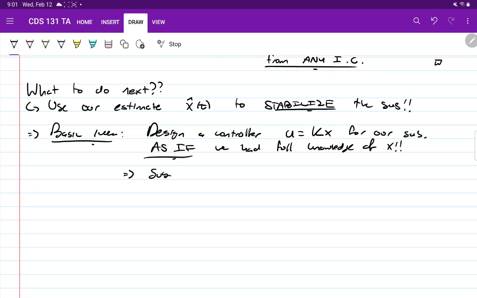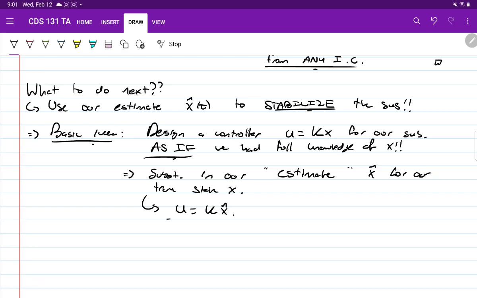Then all that we do is substitute in our estimate x hat, not our full knowledge, for our true state x, okay? So we pick the control law u equals K times x hat. And since above we showed that we get this really excellent, in fact exponential, estimation of our true state, maybe this is going to be good enough, right? If we design assuming that we had full knowledge of our state, and we know that we can get our estimate really close to our true state, then maybe just substituting estimated state for true state in this control law will actually give us a stable system.